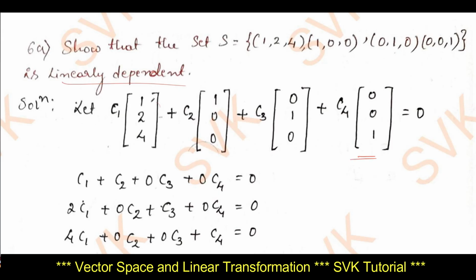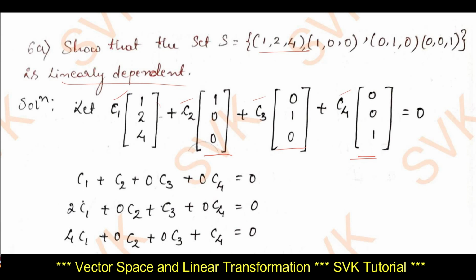C1 times a column matrix 1, 2, 4. I have written these values in terms of column matrices, plus C2 times another column matrix, plus C3 times another column matrix, plus C4 times another column matrix, which is equal to 0. This is the linear combination. Now I am yet to find the values C1, C2, C4. In the same manner as I explained in the previous problem, C1 values will be multiplied by these values, and similarly C2 and C4 values.